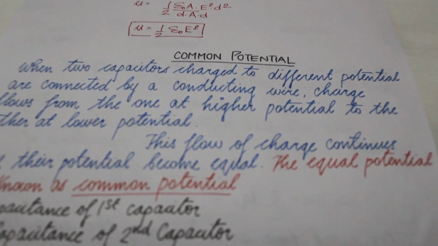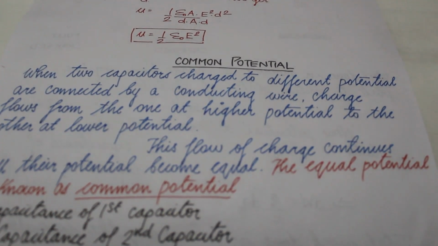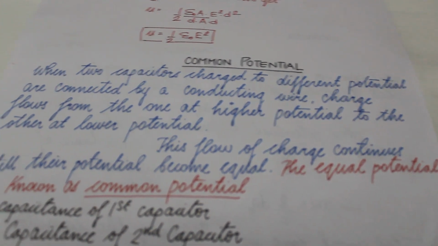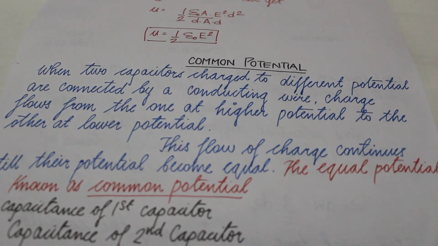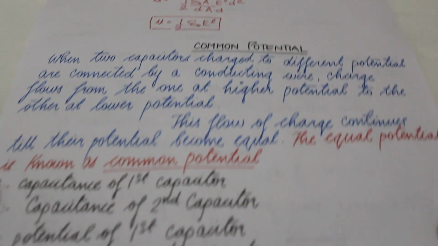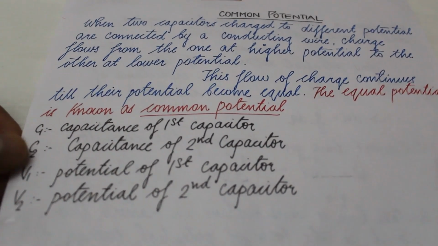So when two charged capacitors at different potential are connected by a conducting wire, charge flows from the one at higher potential to the one at the lower potential. This flow of charge continues till their potential becomes equal, and this equal potential is known as common potential. Now how to find that out?